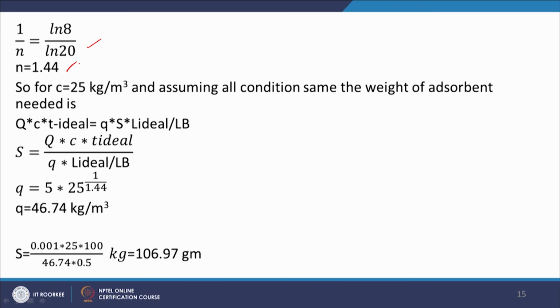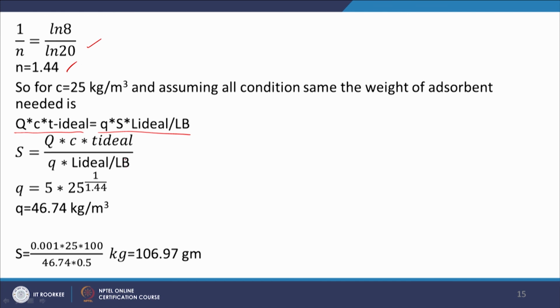Now, for C equal to 25 kg per meter cube, assuming all other conditions are the same, we calculate the weight of adsorbent needed. Q C T ideal is the amount of adsorbate entering the packed bed, and this is the formula used to calculate the adsorbate on the adsorbent. So S is equal to Q into C into T ideal by q into L ideal by L b.